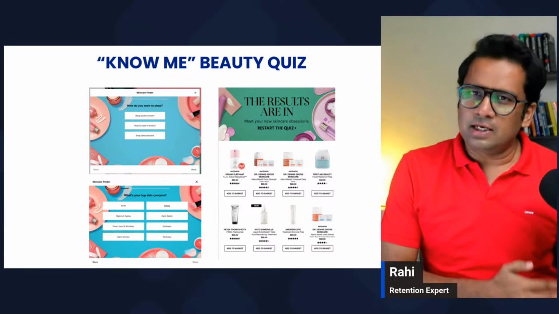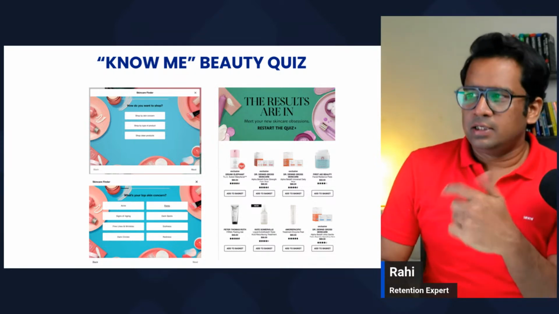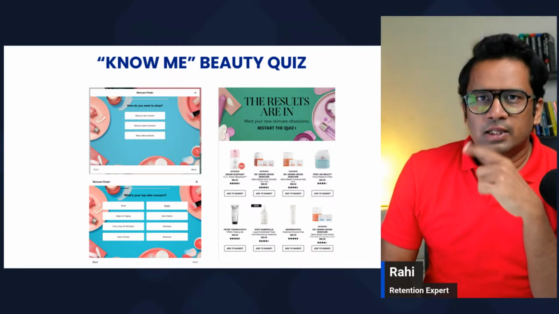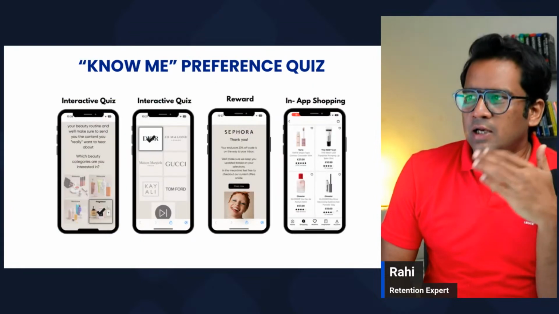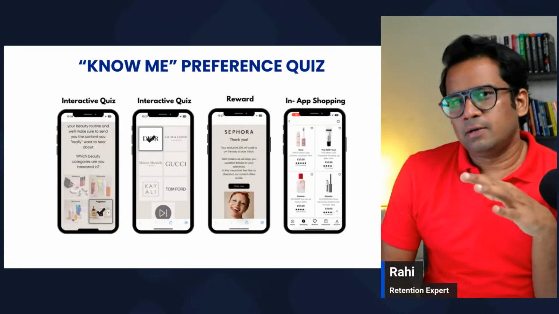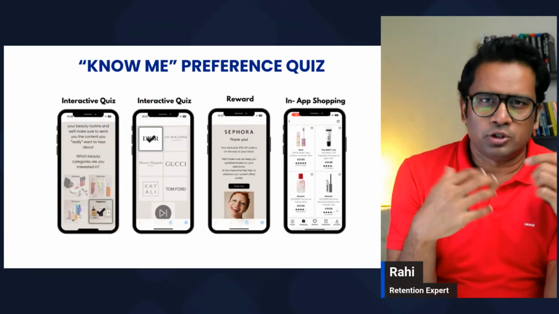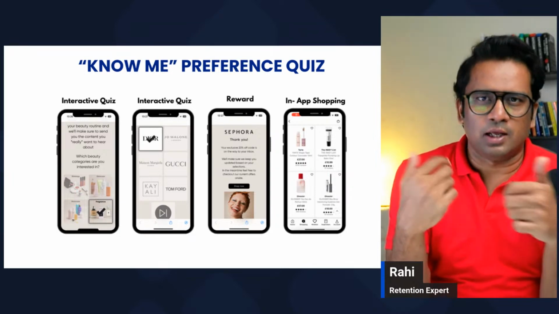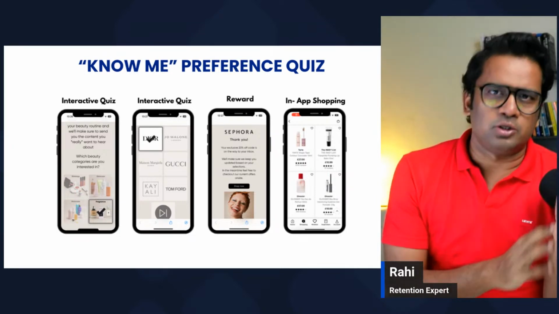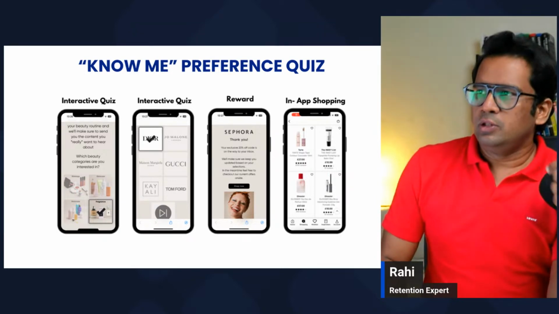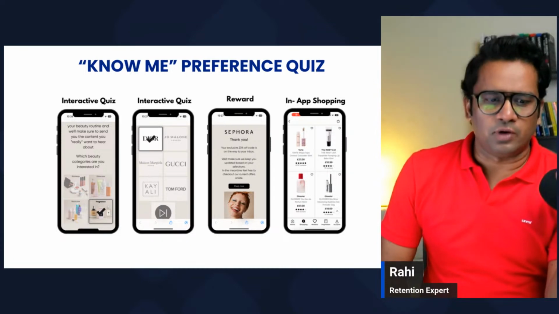It's always done very nicely, like one step at a time. And this is their beauty quiz, where they are looking at the beauty information. And then they have a know me preference date quiz, where it's more about your buying preference, your skin type, your color, what kind of products you like, and your preferences. So they have a different quiz for that. They have a different quiz for beauty.